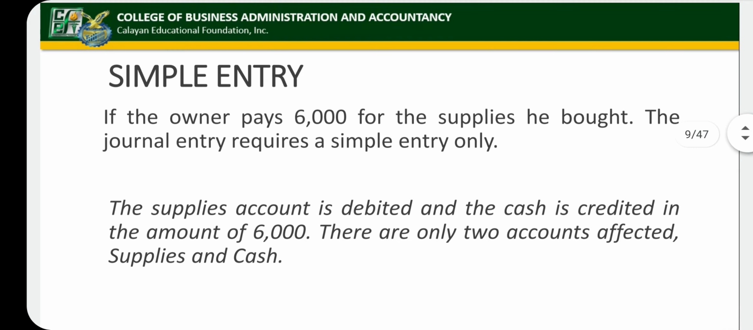An example of a simple entry: if the owner pays 6,000 for the supplies he bought, the journal entry requires a simple entry only. Because when we pay 6,000 cash to the supplier for the supplies that we purchase or acquire, the account titles affected are only cash and supplies. The supplies account is debited and the cash is credited in the amount of 6,000 pesos. So there are only two accounts affected, supplies and cash. That's why it is called simple entry.